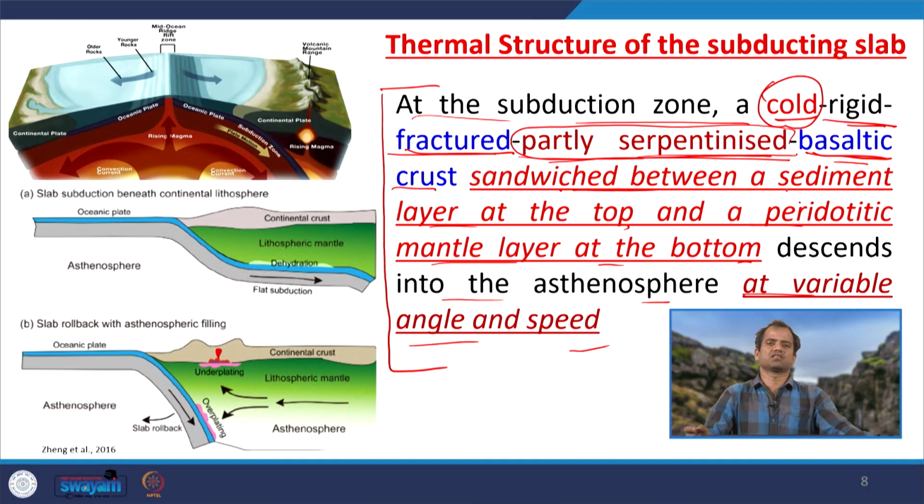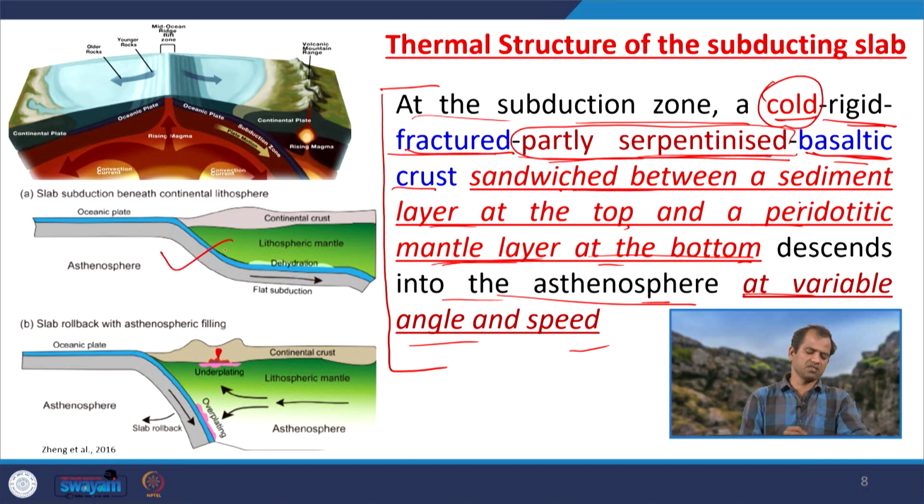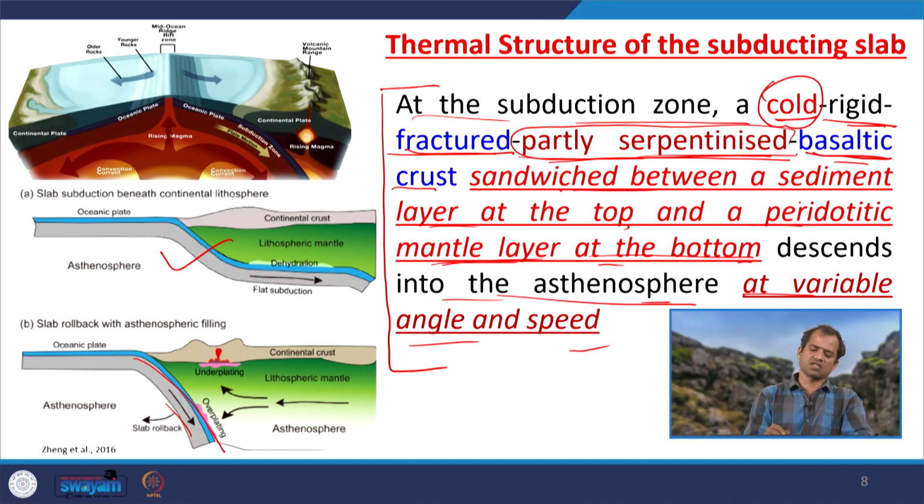Then part of it will remain basalt, and it is sandwiched between a sediment layer at the top, that is layer 1 in the oceanic lithosphere, and the peridotite layer of the mantle, that is layer 4 of the oceanic lithosphere, and descends into the asthenosphere at a variable speed and angle. So, the angle of subduction is different. It may be very shallow, for example, like here, and may be deep, for example, like here. And it is a variable speed. The rate of subduction varies, means there is a wide range of variation. So, this statement says everything about the subducting slab.